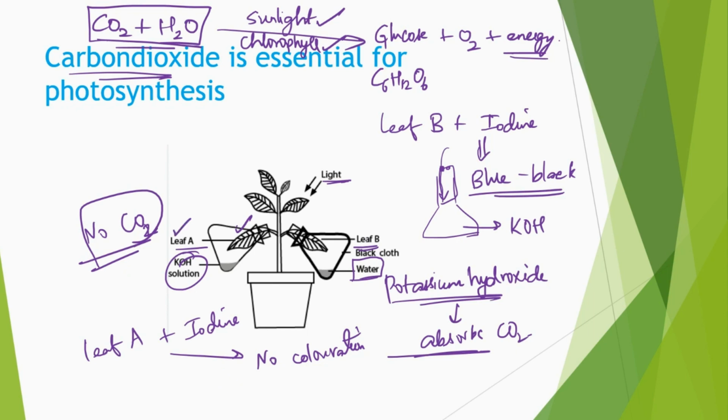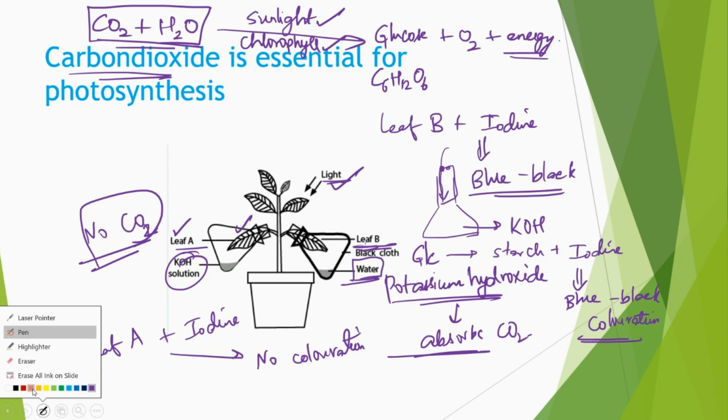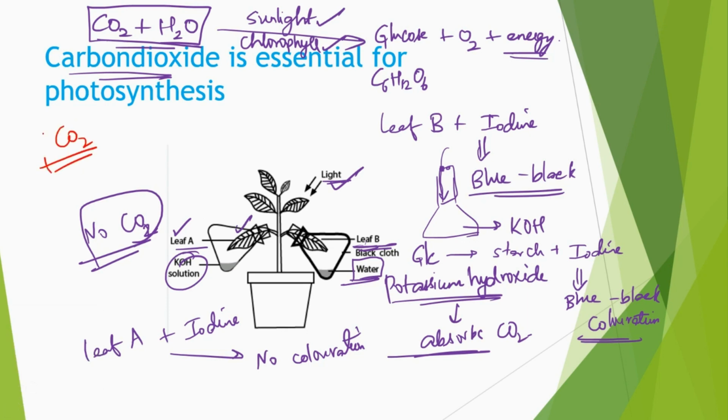Whereas in the case of leaf B, there is presence of light, water is present, and then you have the carbon dioxide. So the usual process of photosynthesis takes place, as a result of which glucose is formed and excess glucose gets converted into starch, and this starch reacts with the iodine that we have added, resulting in blue-black coloration. So this experiment again proves that carbon dioxide is essential for the process of photosynthesis.